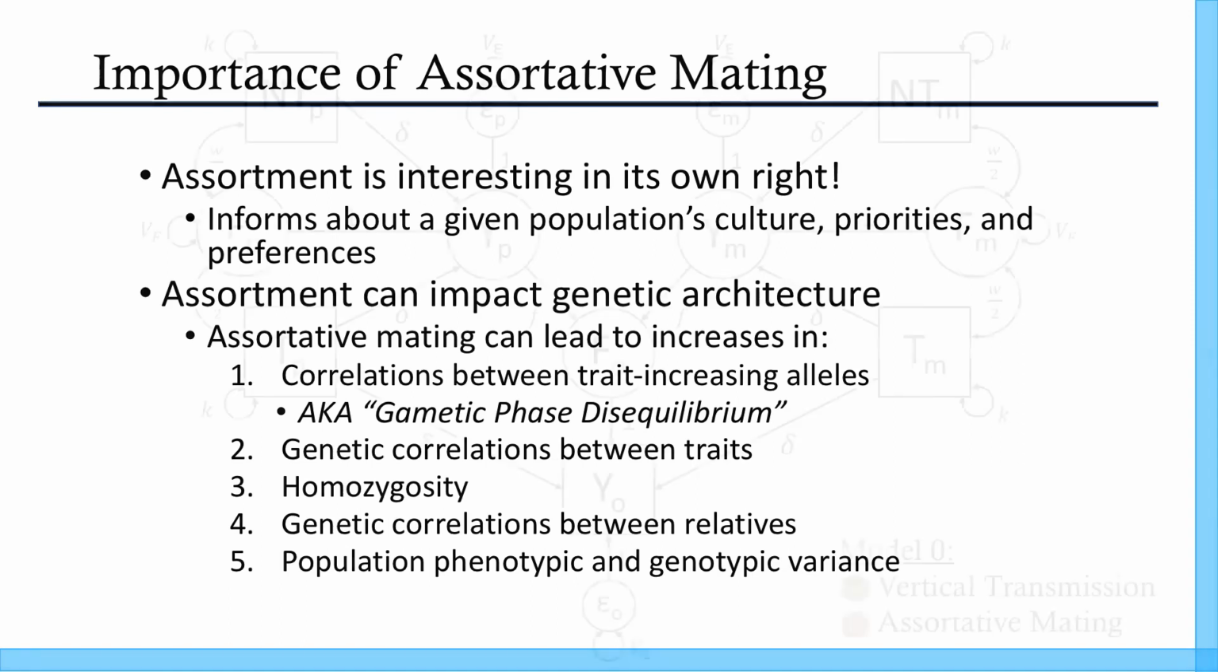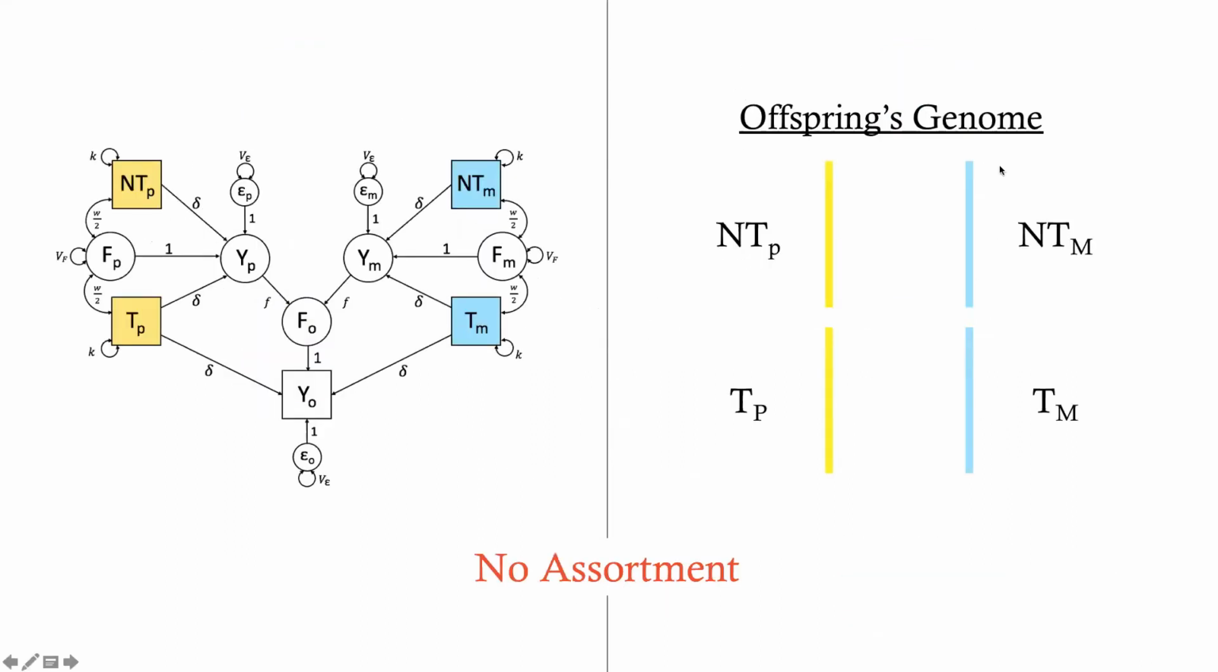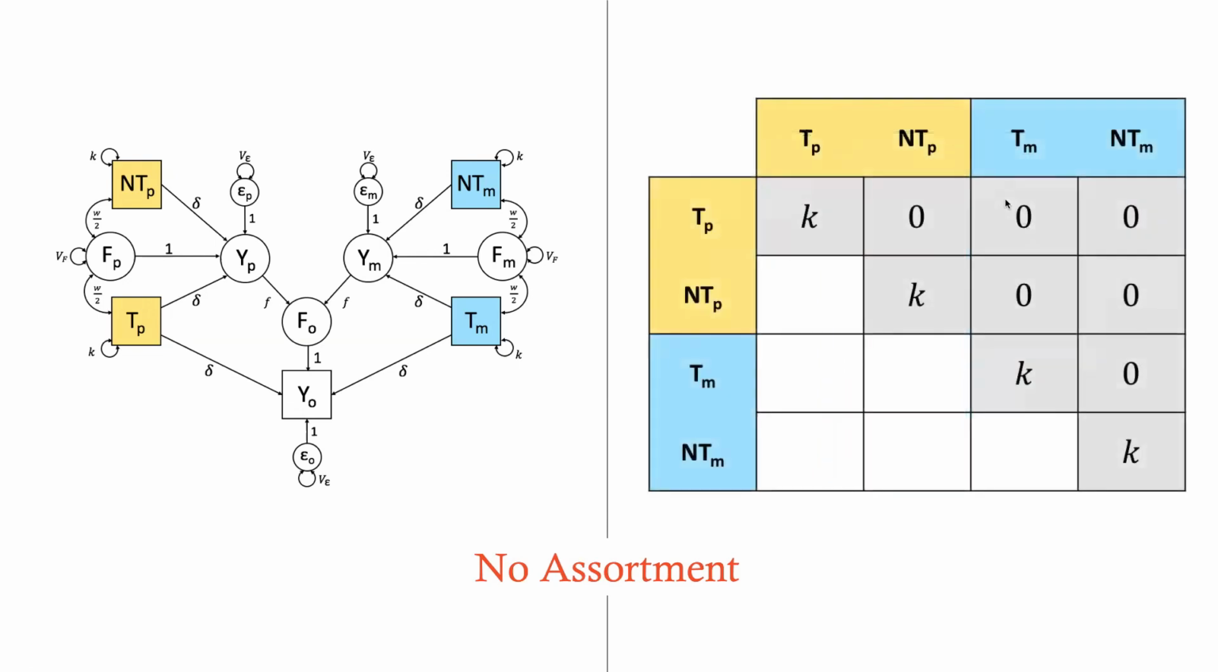So to that end, here is the model that I ended with in the last video. And because assortment generally involves mates with correlated genotypes having children, I'll be focusing here specifically on the relationships between these parental genotypes. So if this is the offspring's genome, under no assortment, there will be no relationship between the paternal and the maternal haplotypes. So as shown in this variance covariance matrix, we'll have zeros on all the off diagonals, and on the diagonals, we'll just have these Ks, which again are just a constant that we're supplying.